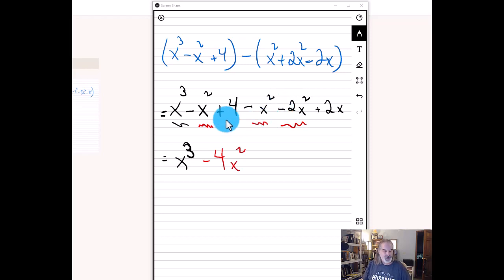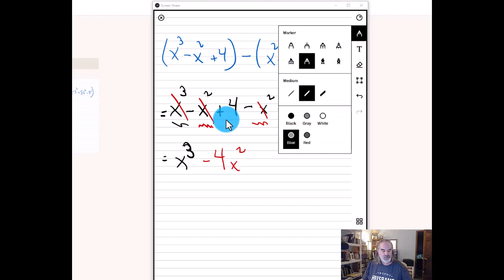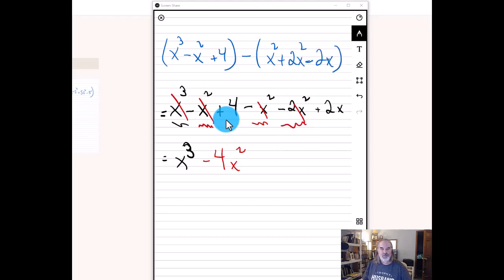And those are taken care of. So I'm actually going to go ahead and just knock away the ones that we've already dealt with. And then finally, the only things that are left are the 2x and the 4. We got a plus 2x, a plus 4.